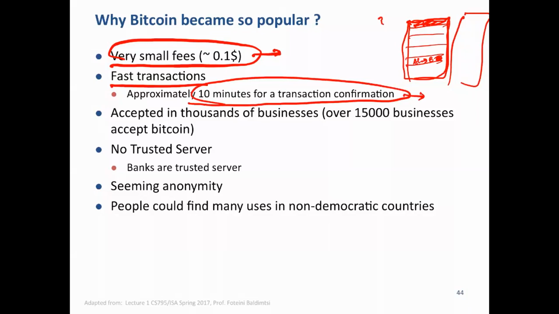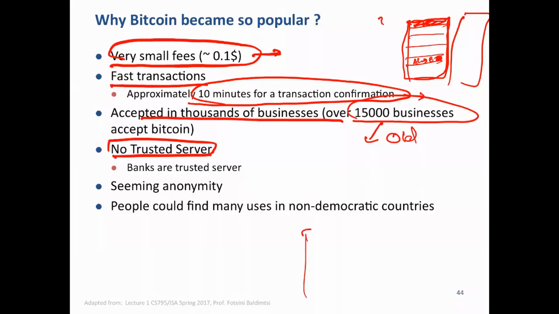It's accepted now in a very large number of businesses, right? This 15,000 is an old number. It's gone big, right? And then there is no trusted server. There's nothing like one server or a set of servers or on the cloud, where you're doing this, right? It's not that. There's nothing.